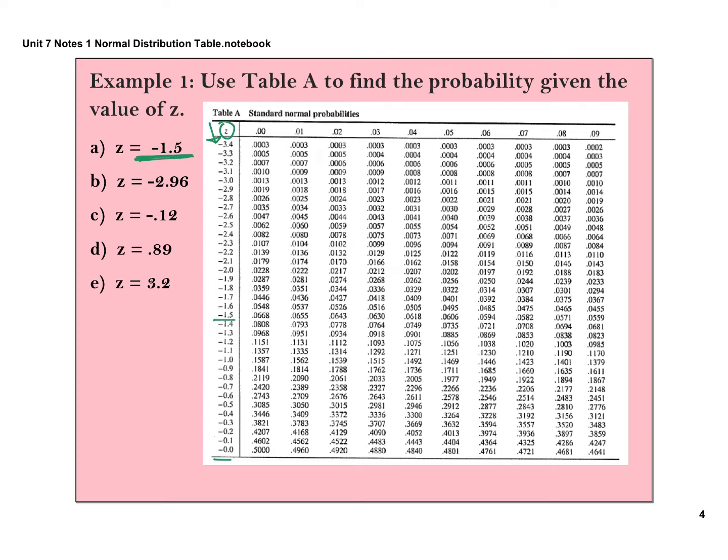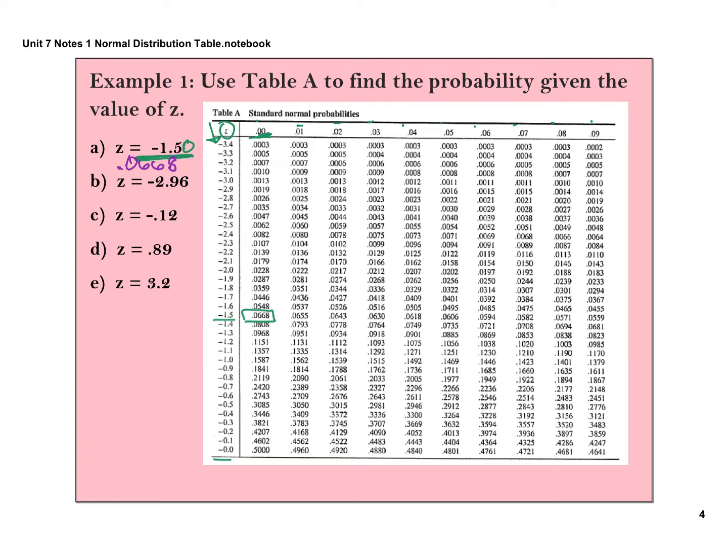Now you're probably wondering, what are all these values across the top? The values across the top are the hundredths place. So if I want negative 1.50, that means I'm at this first one, which is under the 0.00. So this is the hundredths place of 0. So my probability there is 0.0668. Sorry, my decimal point got a little off there. 0.0668.